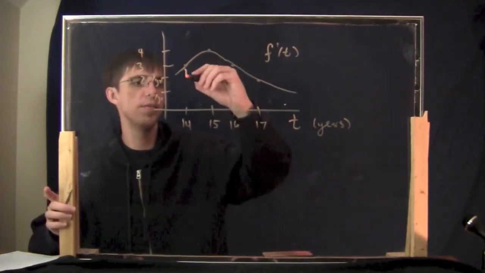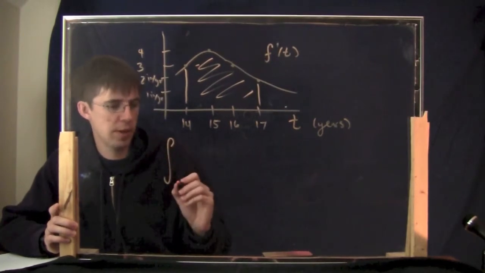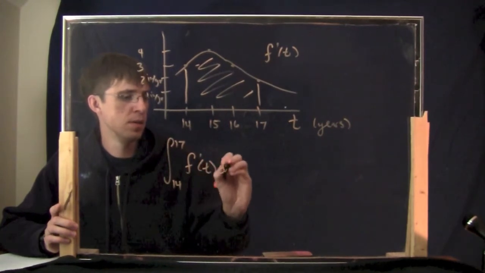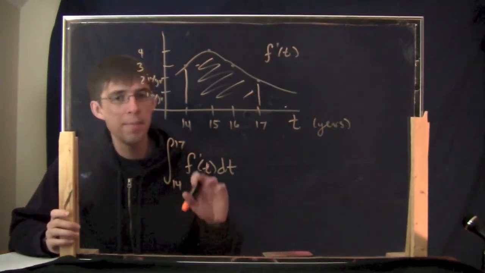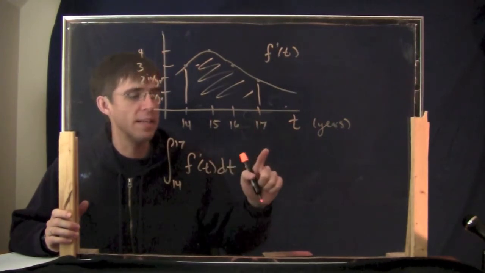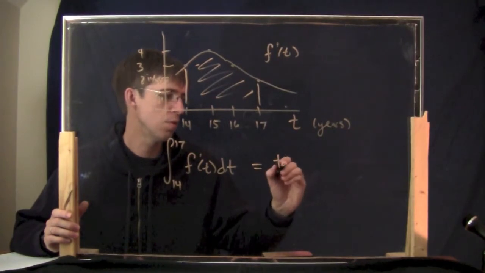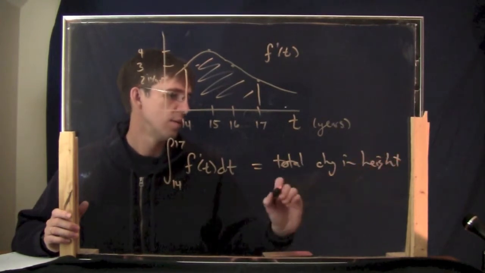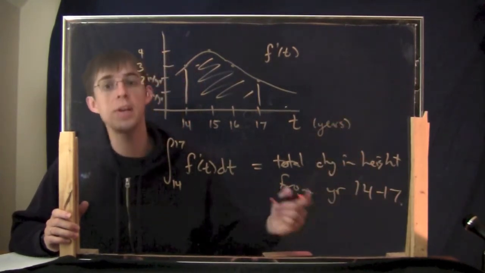So I would like to know about this area right here. Let's focus on that area. This, as an integral, is the integral from 14 to 17 of f prime of t dt. This is the area under the curve of the derivative. I would like to make the case, I'm trying to convince you, that this area is actually equal to the total change in height from year 14 to year 17. That's what I'm trying to convince you of.